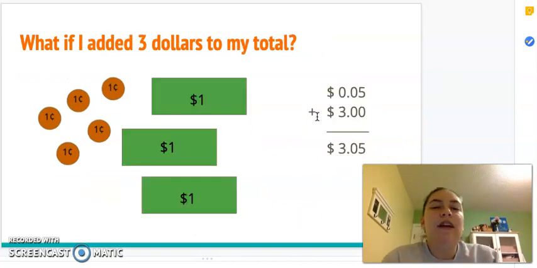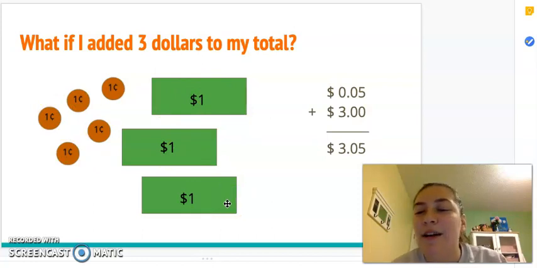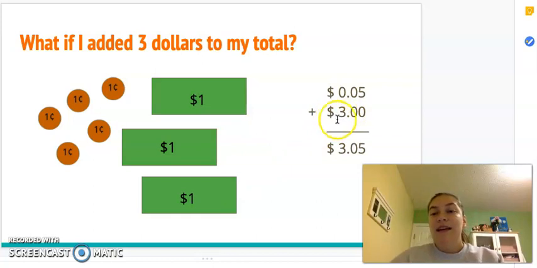Alright, what if I added $3 to my total? So I have my 0.05, 1, 2, 3, 4, 5 cents, 5 pennies, but I have $3 bills. Yes, my dollar bills are beautiful. I have to put my 3 in front of that decimal point, because remember, anything in front of our decimal point is a whole dollar. So we have to put that there. And we are lining our decimal points up when we add them.